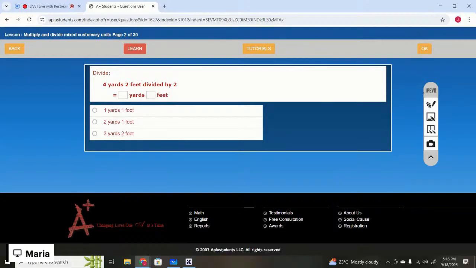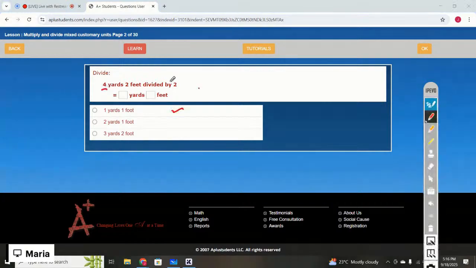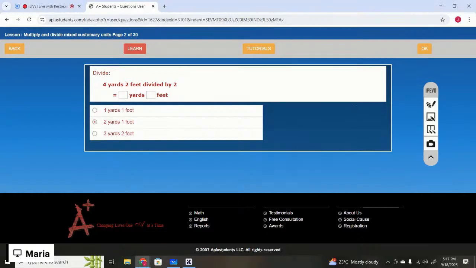4 yards 2 feet divided by 2. So you have to divide both the values by 2. That is 4 divided by 2 and 2 divided by 2. That is 2 yards 1 foot. Option number 2 is the correct option.